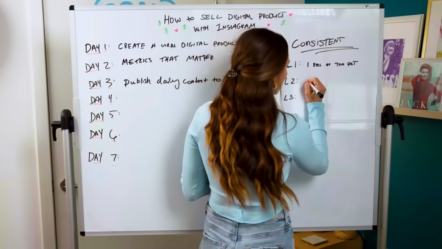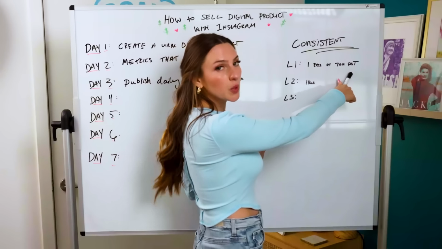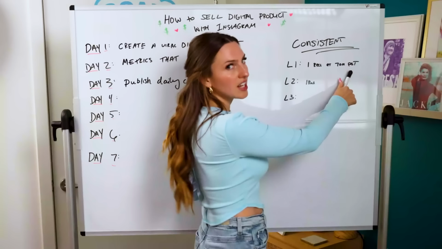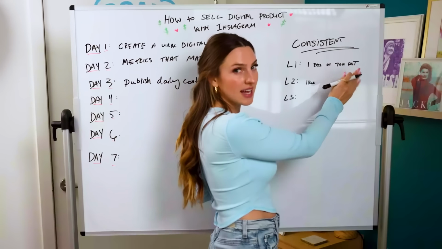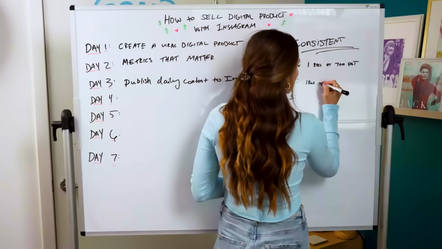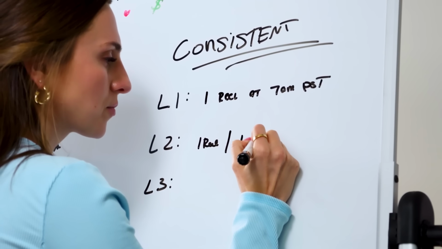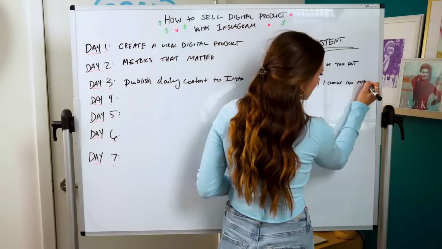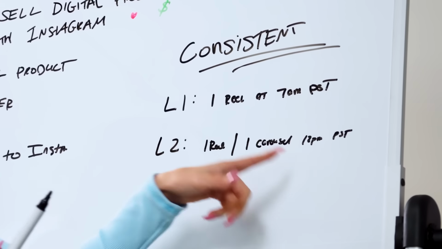Once you've done level 1 and you get to graduate, you move on to level 2, which is one reel, same time. Now, by the way, the time, 7 a.m. PST, we run thousands of experiments, thousands of different times. 7 a.m. PST is really good. We've tested across tons of industries. 7 a.m. PST is 10 a.m. EST. So you have your one reel at 7 a.m., and then you have one carousel at 12 p.m. PST.